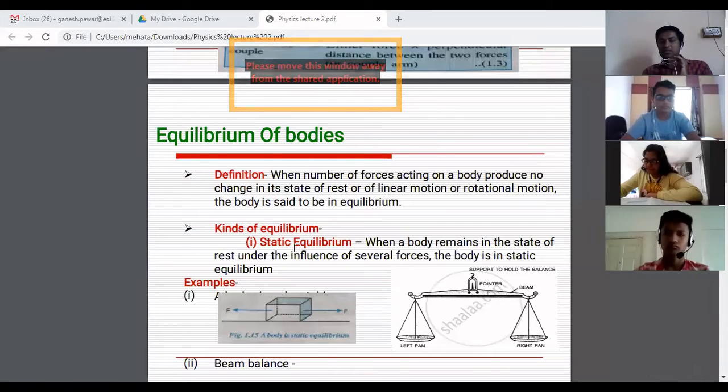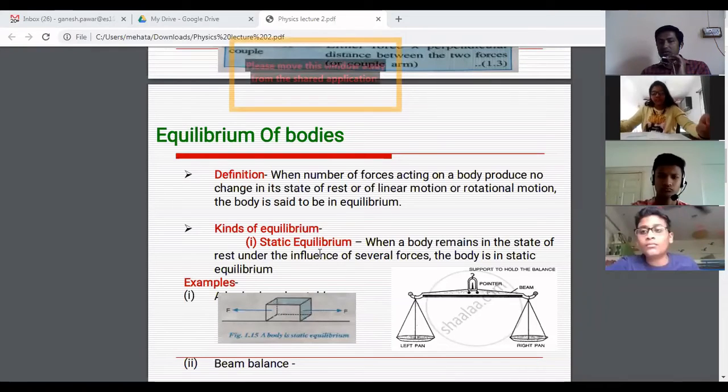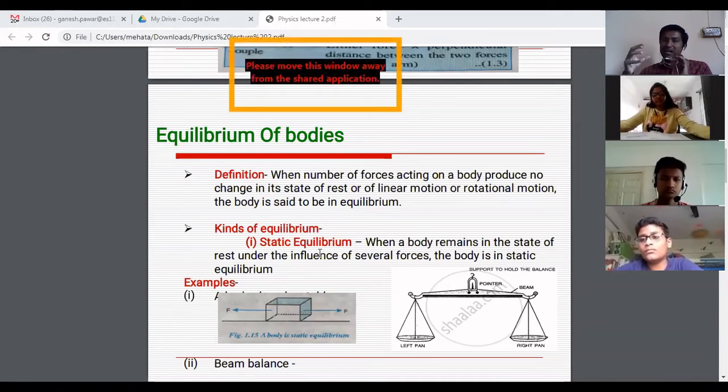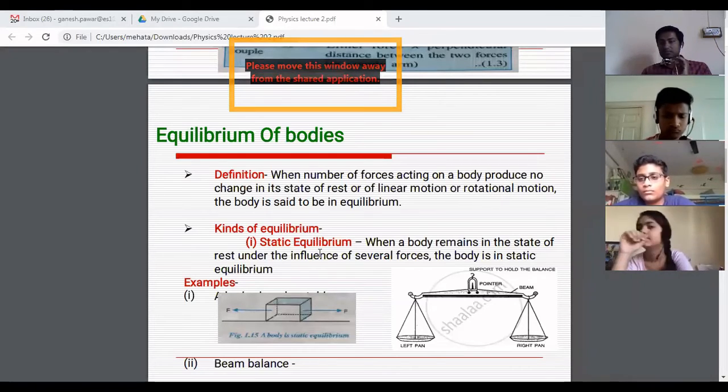The first kind is static equilibrium. The word static means stationary. So what will happen in static equilibrium? There will be a number of forces acting on the body, but under the action of those forces, the body will always be in the state of rest.